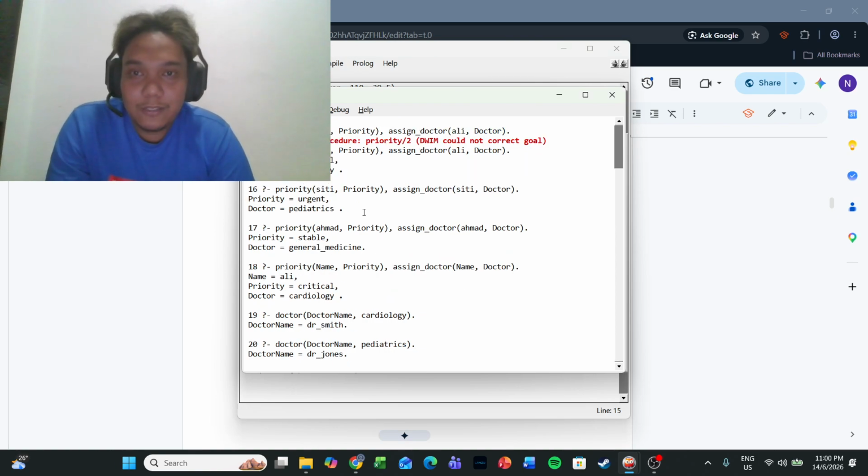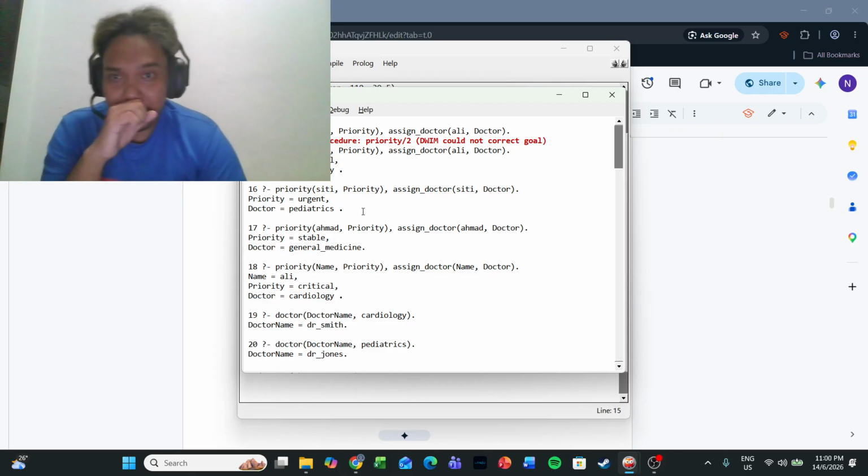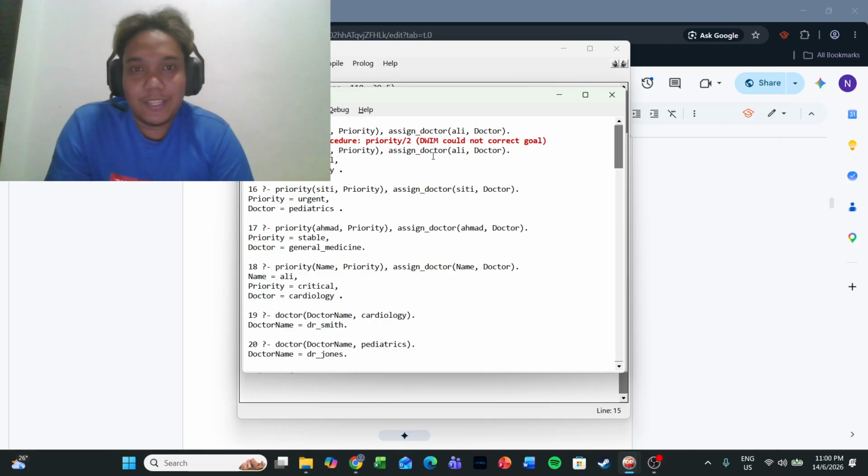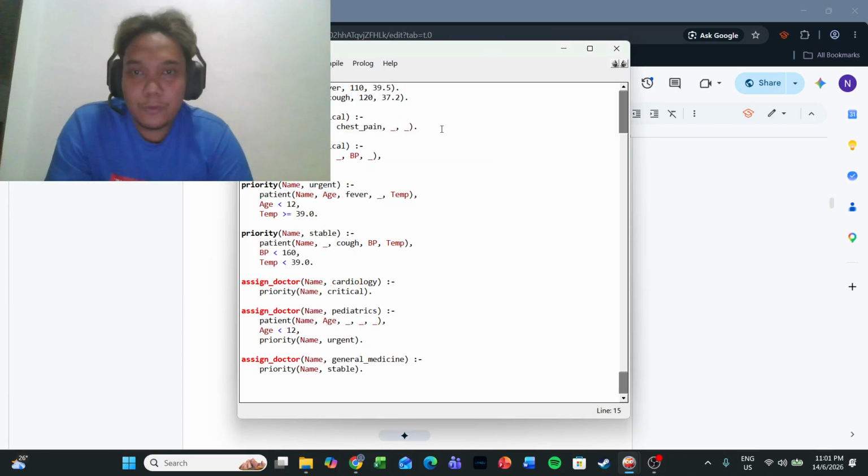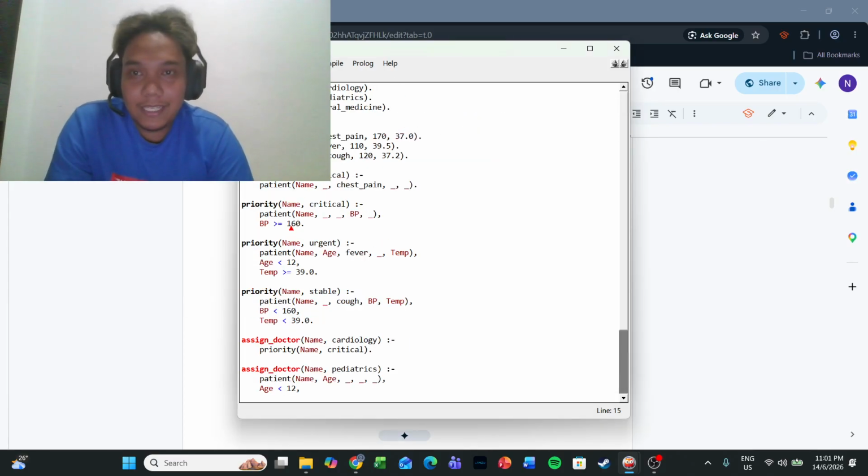We have a few test case here. So first thing first, we have priority Ali, priority assigned doctor Ali doctor. So the output here is priority critical and doctor cardiology. So why this output happen? Because when we see the facts of Ali, he has chest pain here, and also the blood pressure is 170, which is more than the requirement need to be critical.